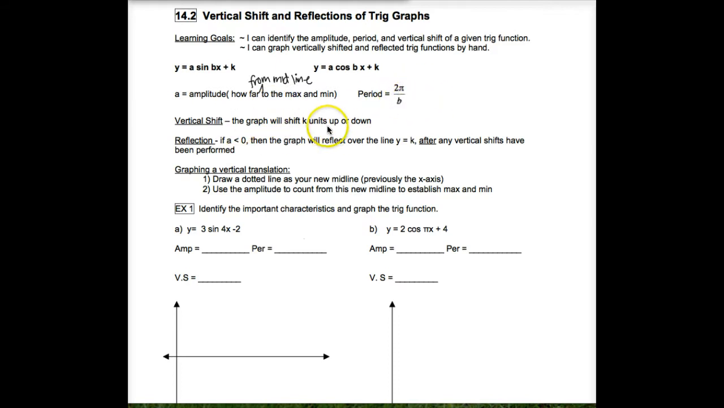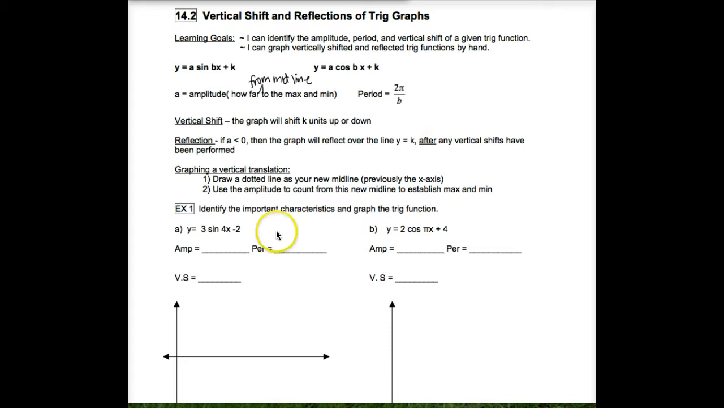So the graph is going to shift either k units up or k units down, which goes with all the other vertical shifts we've done with absolute value graphs, parabolas, so on and so forth. Reflections, also very similar to what we've talked about before with absolute values and parabolas. If a is negative, if it's less than 0, then we're going to flip it. It's going to reflect, however, over the line y equals k. And this is only after any vertical shifts have been performed.